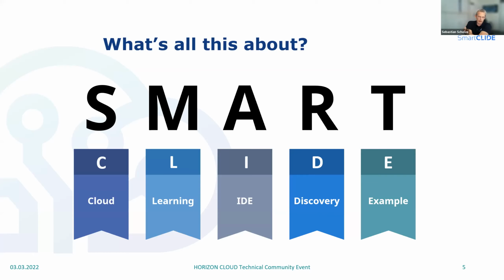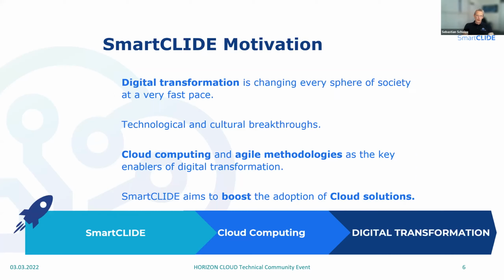develop cloud-based applications. So what was our motivation, SmartCLIDE motivation? Yeah, digital transformation is changing every sphere of society at a very fast pace. I think that's pretty clear. And it brings technological and cultural breakthroughs. We believe that cloud computing and also agile methodologies on how you develop software, that these are the key enablers of digital transformation. And with SmartCLIDE, the idea is that we can improve this adoption of cloud solutions.